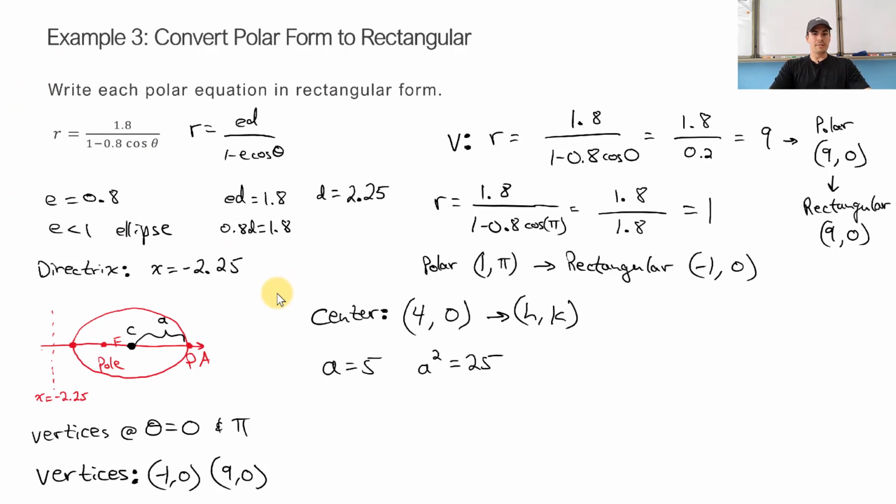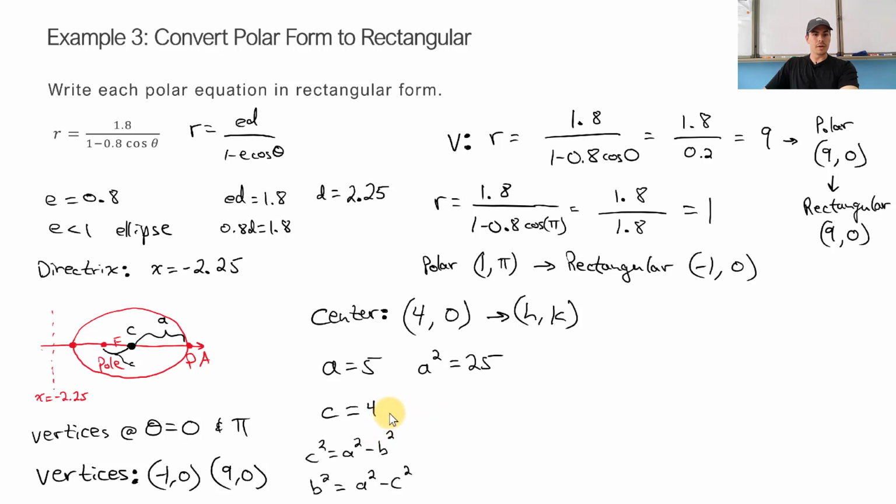So then we need to figure out what c is, right? So my c is the distance from my focus to my center, okay? From focus to center, that is c, right? So I know my focus is at the pole, which is at (0, 0). I know the center is at (4, 0). So I know that my distance c is going to be 4, okay?